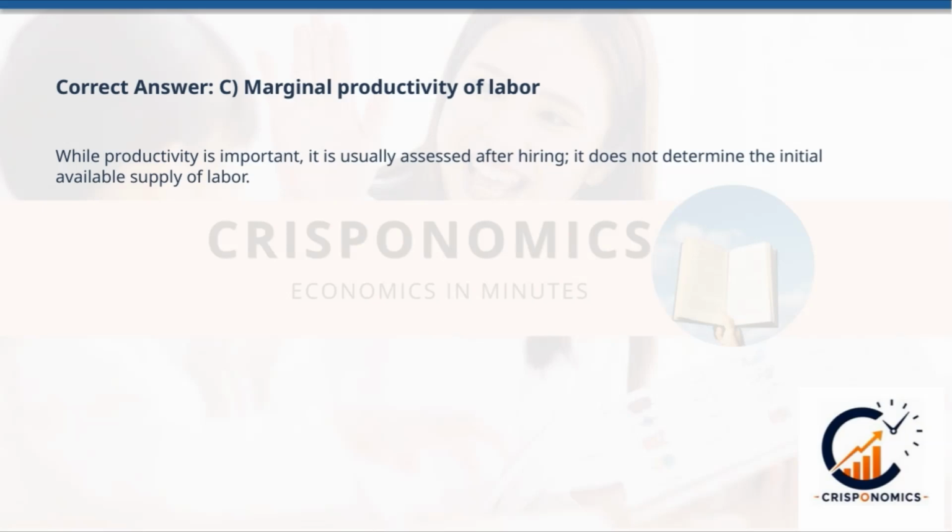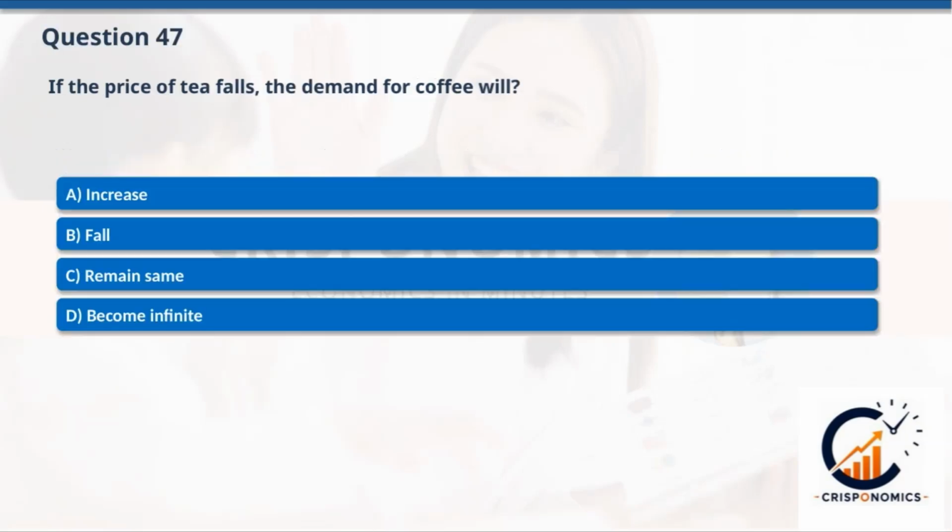Let's consider what happens when the price of tea falls. How does that affect the demand for coffee? The options here give us clues. Demand could increase, remain the same, fall, or even become infinite. We're looking at how 2 products relate, whether they're substitutes or complements, and how a change in one price shifts demand for the other. This question tests our understanding of consumer choice and market dynamics.